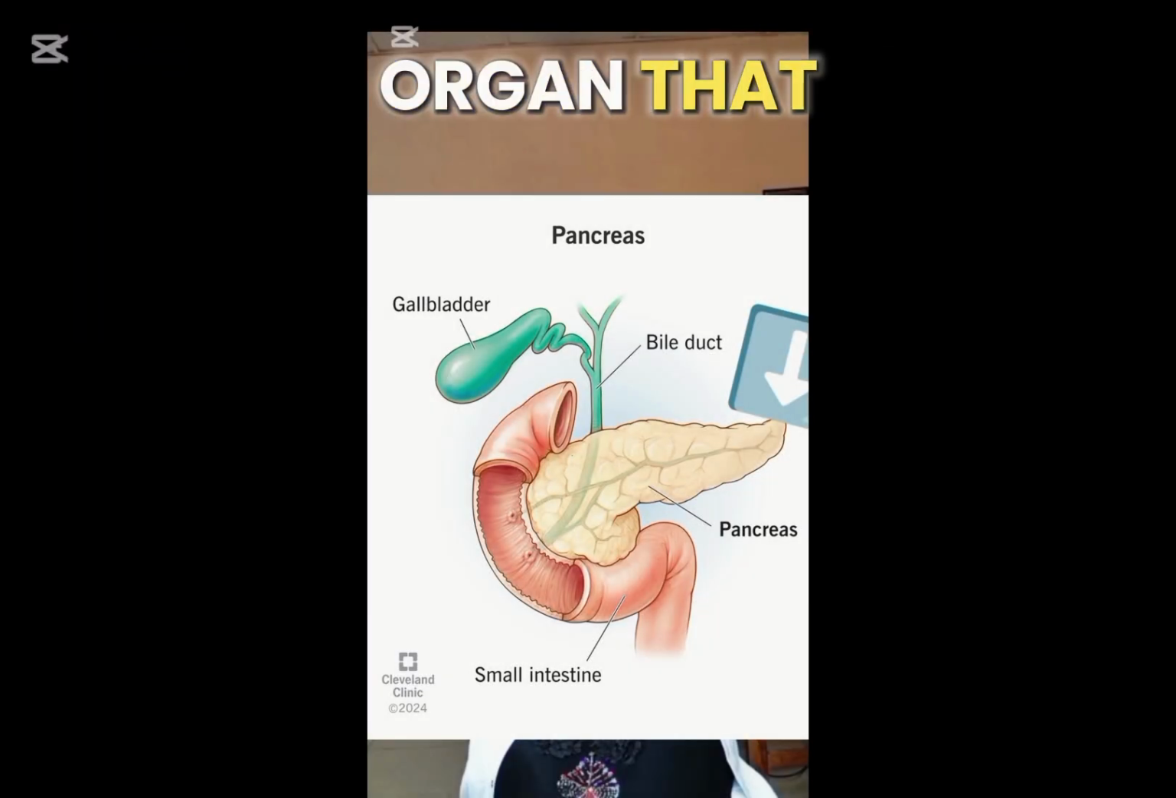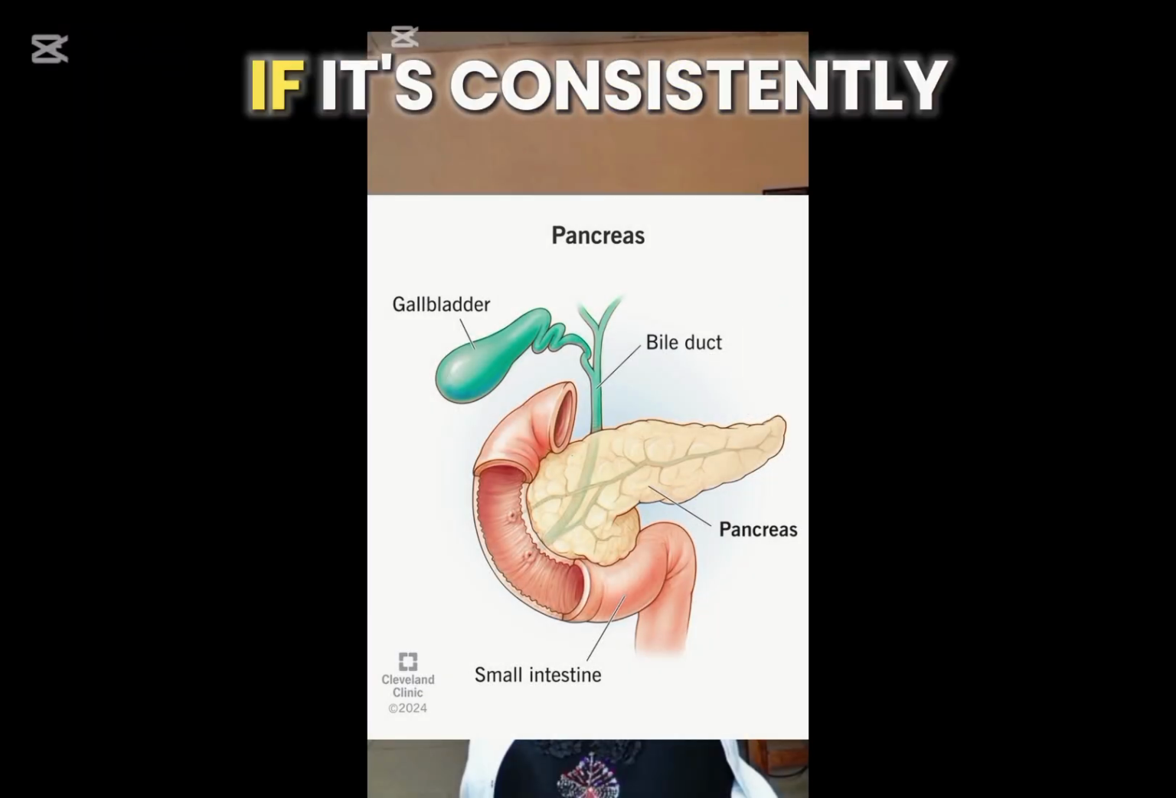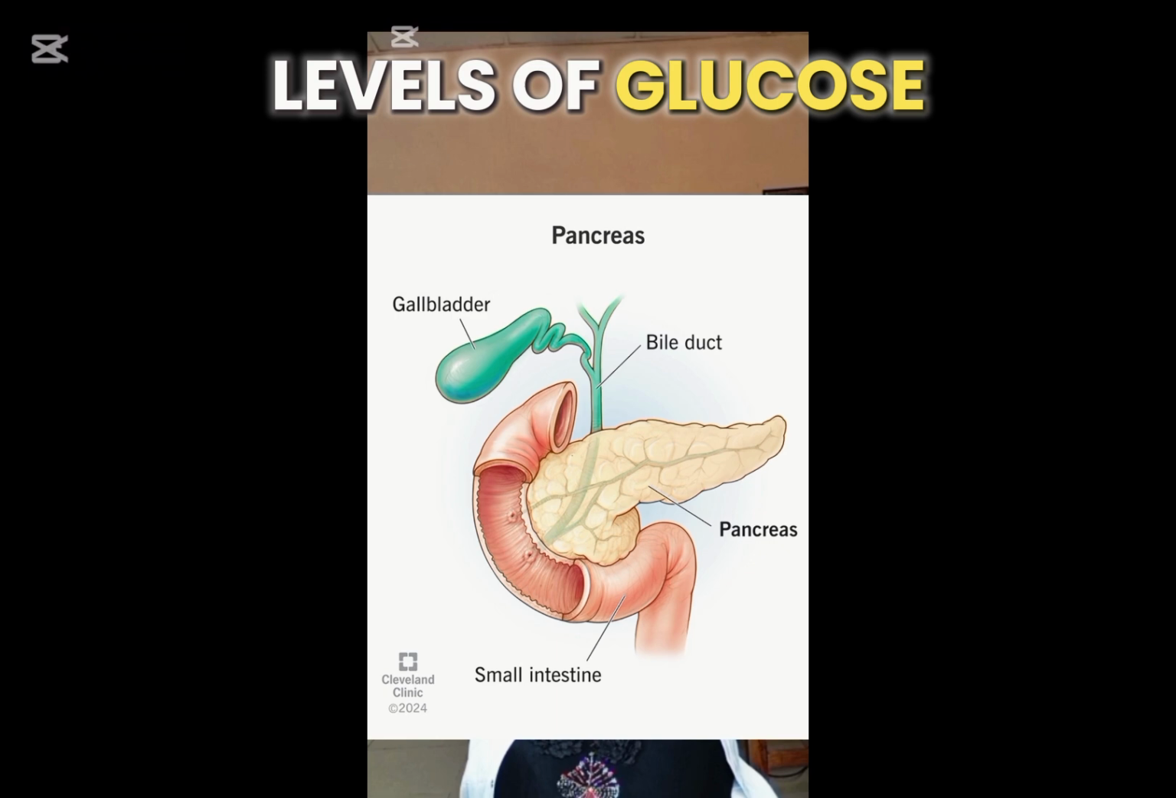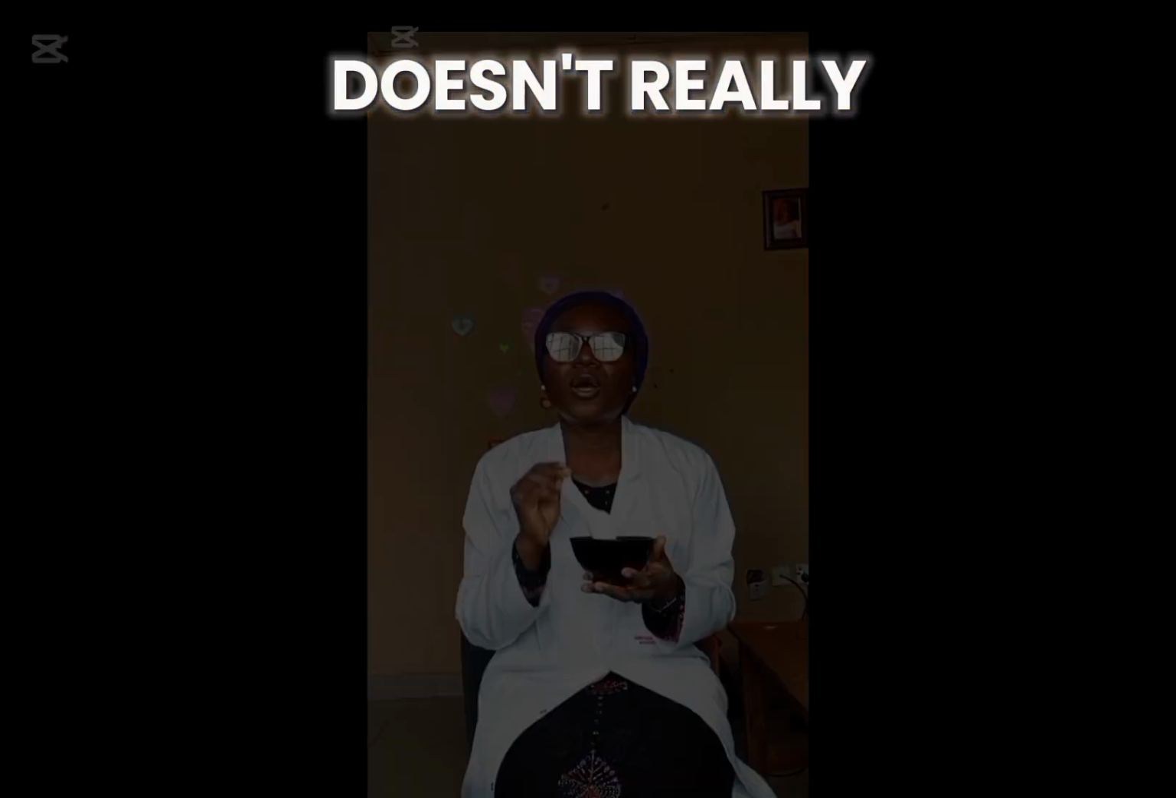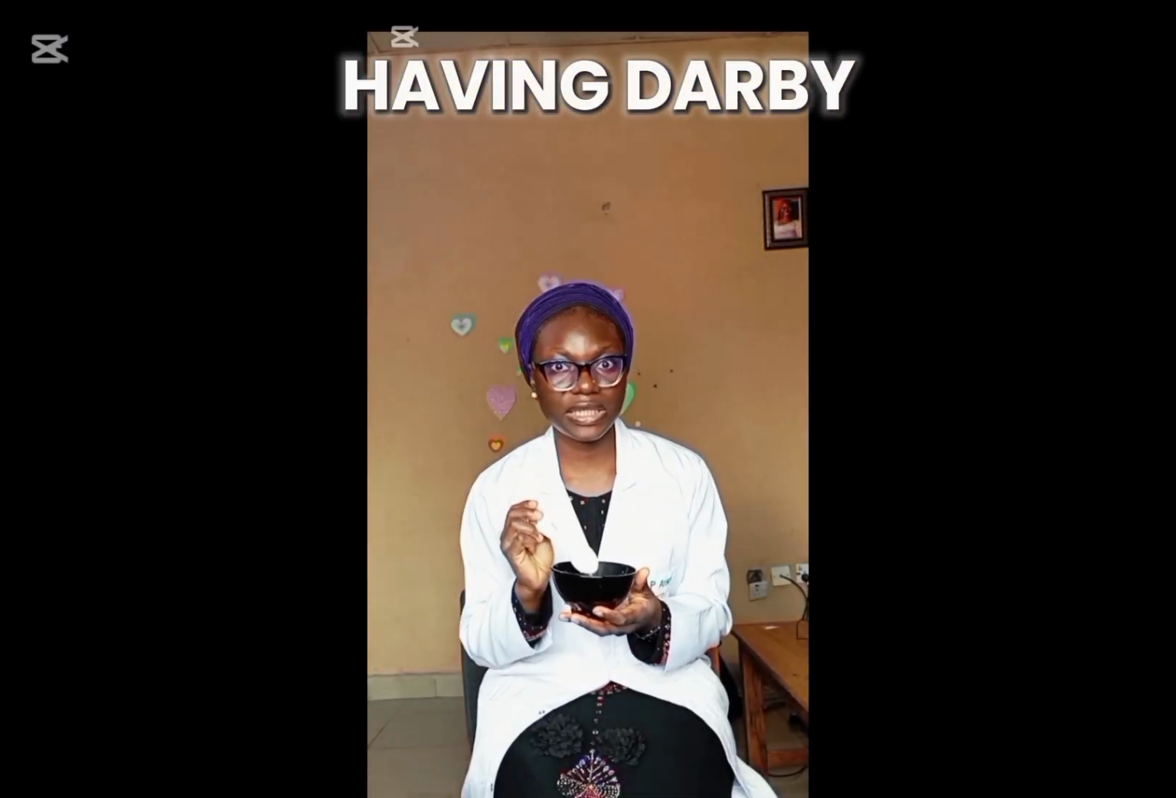Another thing is that even the organ that produces insulin could also get exhausted if it's consistently exposed to high levels of glucose. Taking sugar directly does not really completely translate to having diabetes.